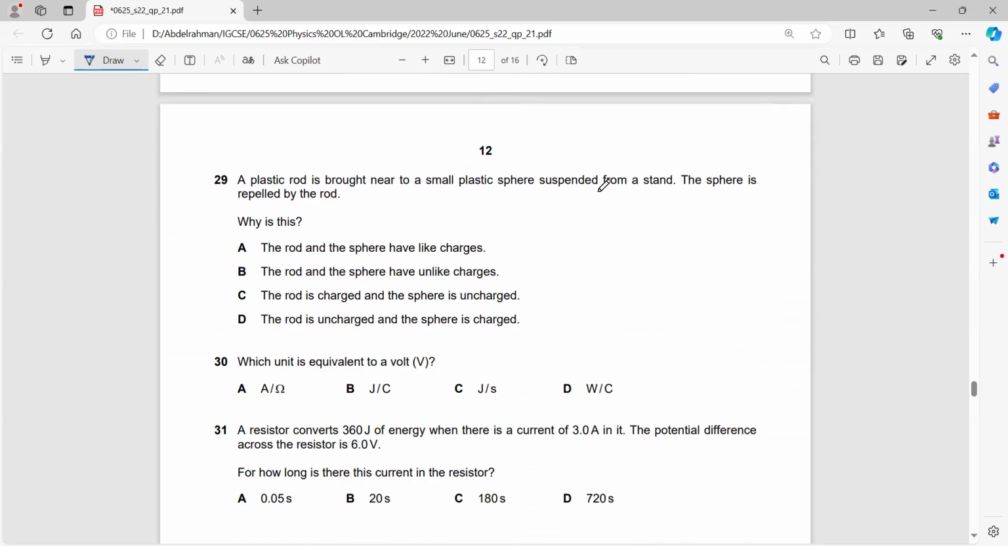A plastic rod is brought near to a small plastic sphere suspended from a stand. The sphere is repelled by the rod. A, the rod and sphere have like charges. Definitely, they have like charges.